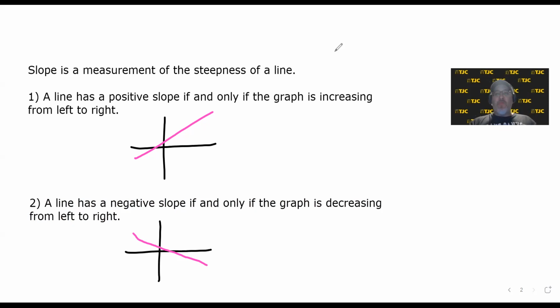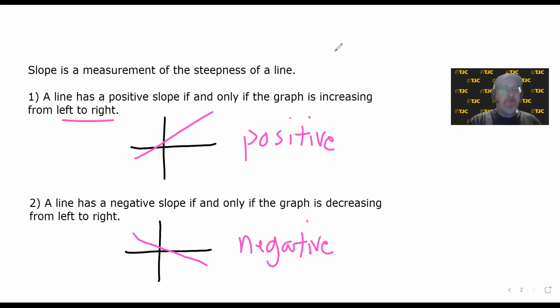So the sign of the slope, positive or negative, indicates whether your graph is going up from left to right or going down from left to right. And it is important to say from left to right, because if we went backwards, we would be going the opposite direction. If we went right to left, this line would be going down, but it still has a positive slope. So whenever you talk about the sign of a slope being positive or negative, you're talking about whether the line is going up or down as you move from left to right.